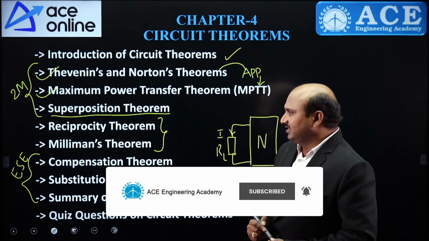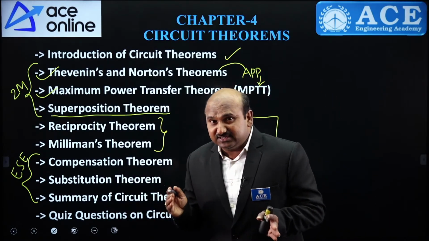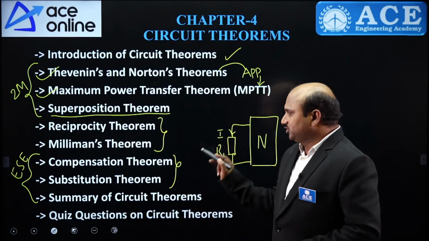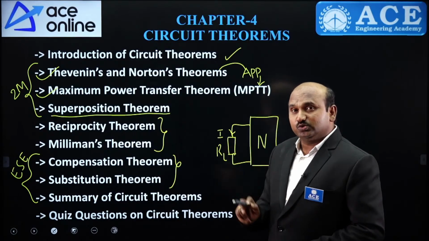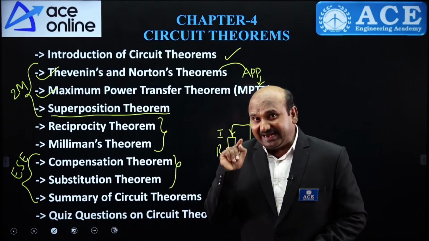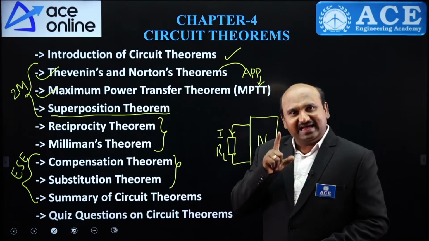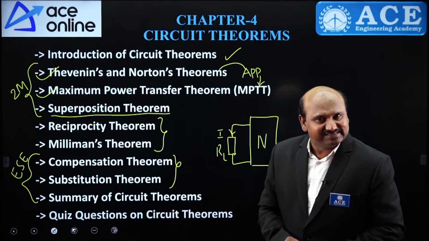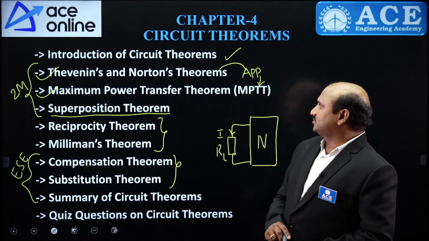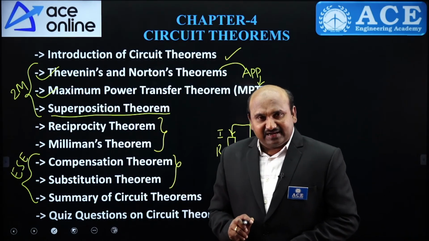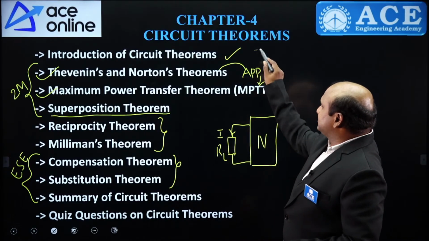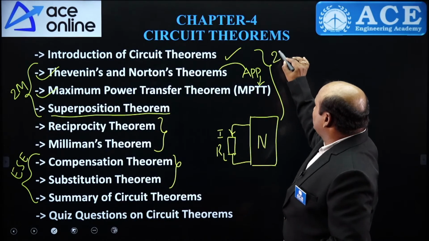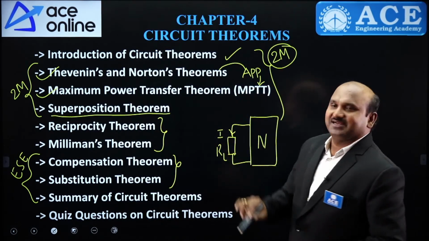Coming to ESE, for engineering service examinations, you concentrate on the compensation theorem and substitution theorem. These two questions you may definitely get in conventional type, and some questions in objective type also. That's why under network theory, circuit theorems, definitely in GATE examinations you will get minimum 2 marks.